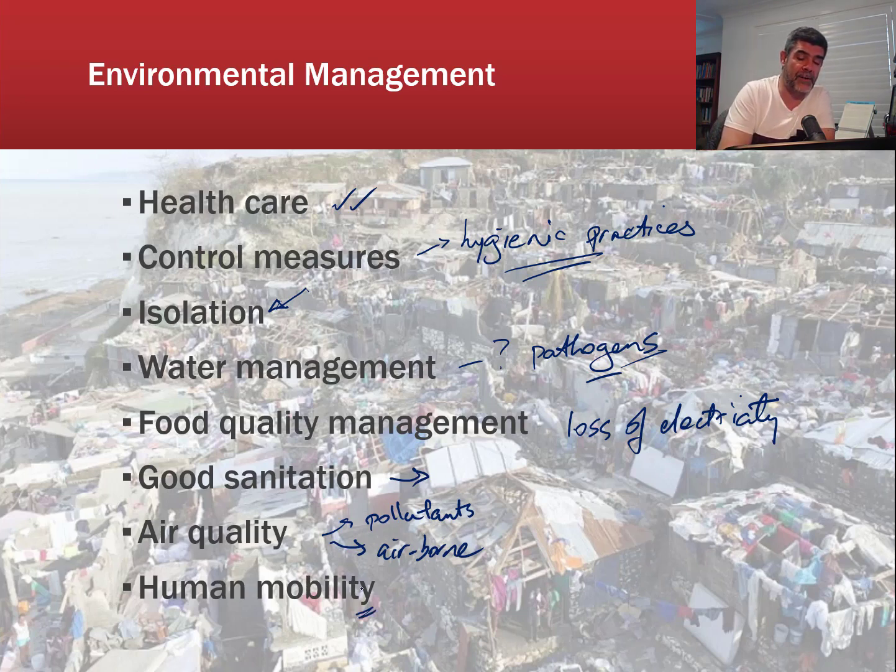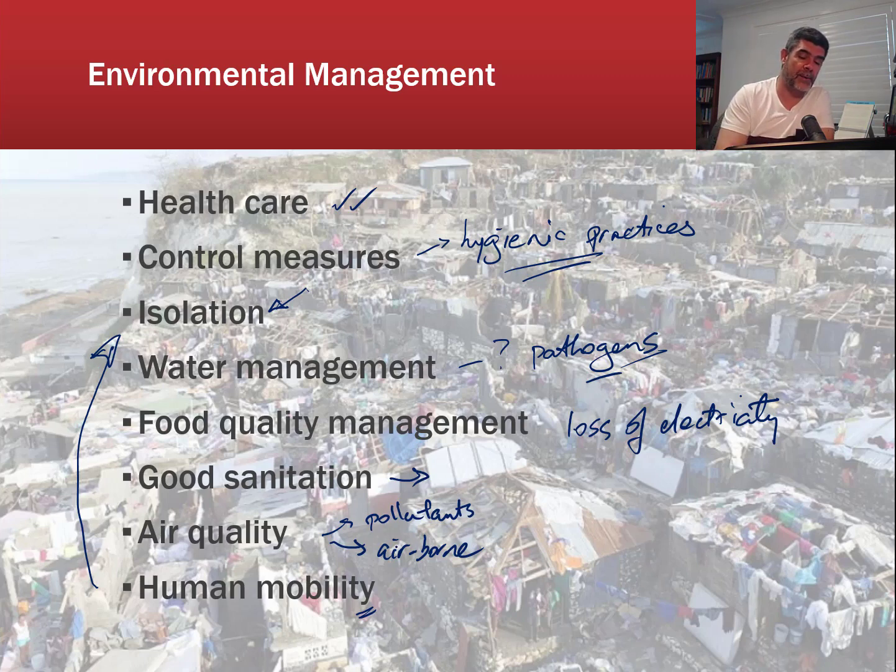And the final area is human mobility. And again, human mobility often links back to these areas of isolation or quarantine. How many people are moving around? The fact that we are such a mobile society now, we travel a lot, not just for work, but for pleasure and vacations, means that a lot of people are moving around. If they're carrying pathogens, that gives a great opportunity for the pathogen to move into different areas, often very quickly.